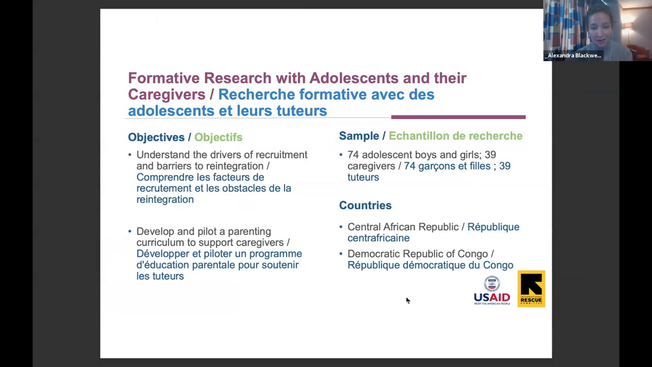This project started out with formative research, which sought to gain a greater understanding on the drivers of recruitment of adolescents into armed groups in conflict settings. So we looked at the drivers of recruitment as well as the barriers and facilitators for reintegration. And we interviewed adolescents who were previously involved in armed groups or who are at risk of joining, as well as caregivers of adolescents in armed groups. So we conducted in-depth interviews with both of these groups in the Central African Republic and the Democratic Republic of Congo. You can go ahead to the next slide.